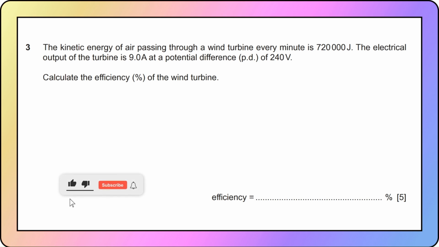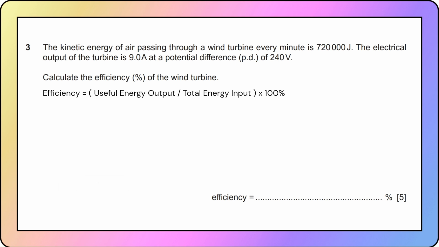Alright, first let's recall the formula for efficiency. Efficiency is equal to the useful energy output divided by the total energy input and multiplied by 100 to convert it into a percentage. Next, let's write down the total energy input, 720,000 joules. But we don't have the useful energy output.